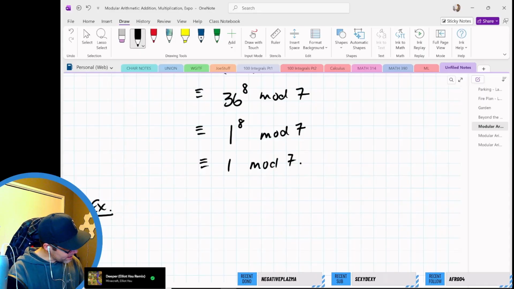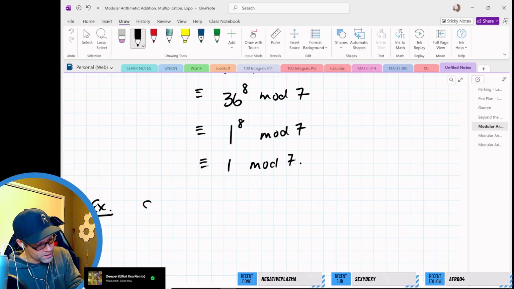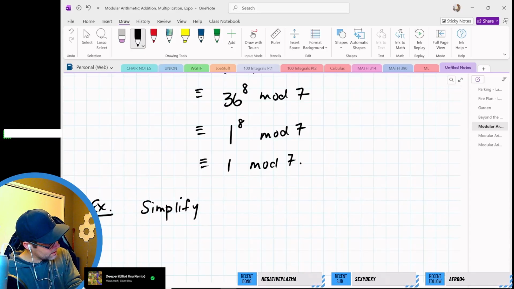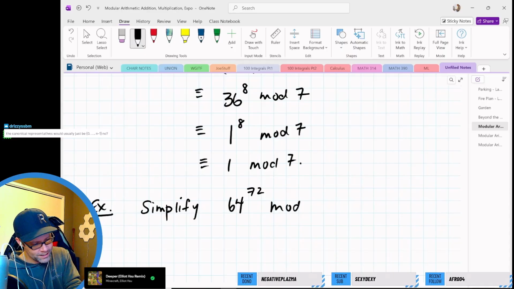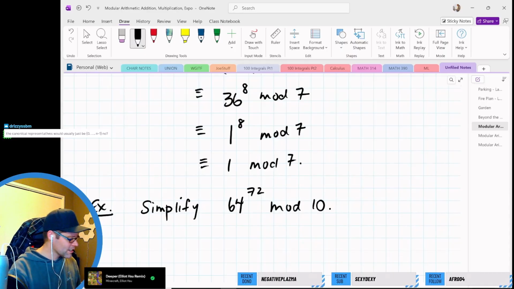It looks like this next one is not going to be a remainder of 1 or 0. So let's try this one. Let's look at 64 to the 72 mod 10. Basically we're just looking for the last digit after division by 10, right? Looking for the last digit.